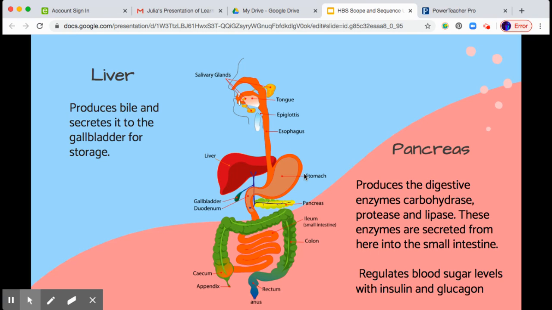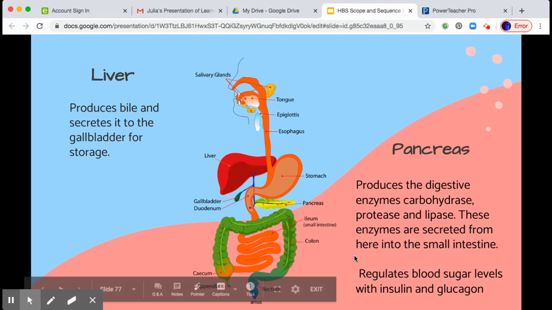The pancreas is important because when we're thinking about the marathon runner, the pancreas is what regulates blood sugar levels, and it secretes insulin and glucagon, which sounds like a far-off planet. But those are two ways that it regulates our blood sugar levels. So make sure you know what the pancreas does. It also produces other digestive enzymes to help digestion of different types of food. They're secreted from the pancreas into the small intestine.